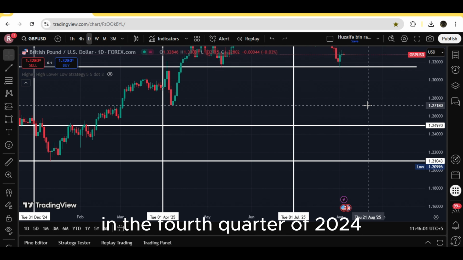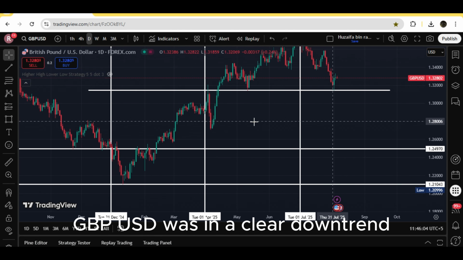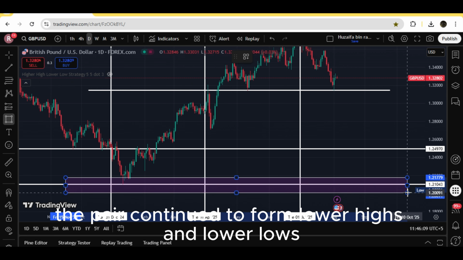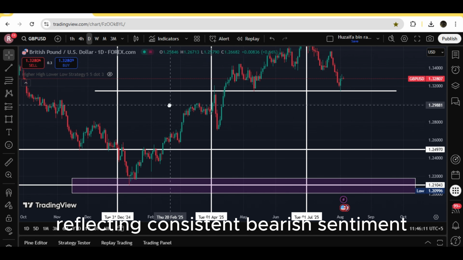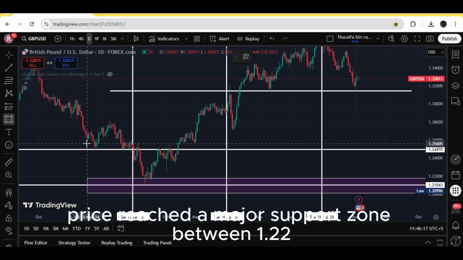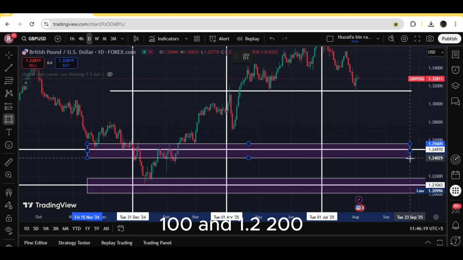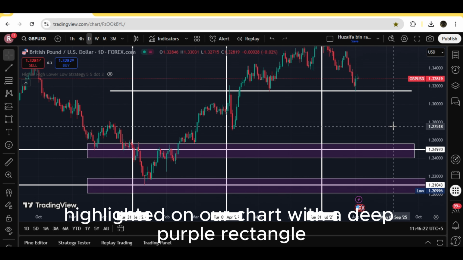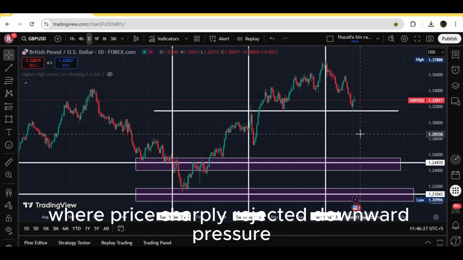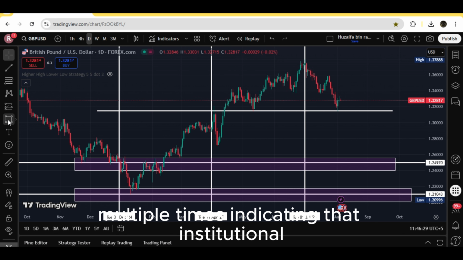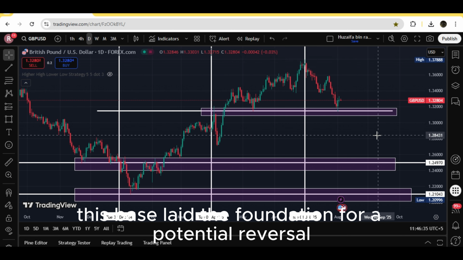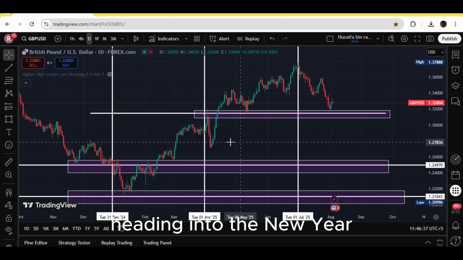In the fourth quarter of 2024, GBP USD was in a clear downtrend. The pair continued to form lower highs and lower lows, reflecting consistent bearish sentiment. During this period, price reached a major support zone between 1.22100 and 1.2200, highlighted on our chart with a deep purple rectangle. This zone acted as a strong demand level where price sharply rejected downward pressure multiple times, indicating that institutional buyers were likely stepping in. This base laid the foundation for a potential reversal heading into the new year.